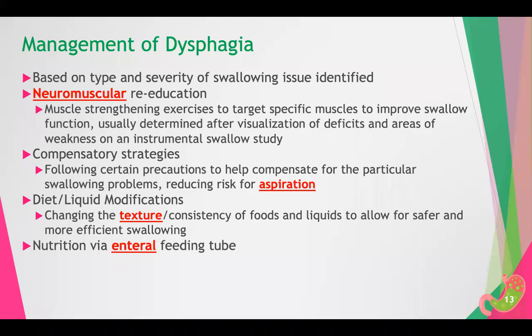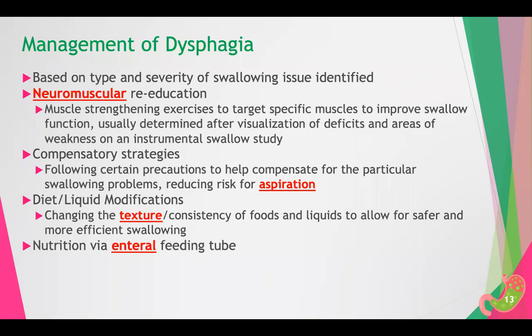So when we talk about managing dysphagia, it's based on the type and severity of swallowing issue identified. It's also going to be based on cognitive function because for some of the therapies that are recommended, individuals do have to be cognitively aware to be able to do some of these things. So with the neuromuscular re-education, this is muscle strengthening exercises that target those specific muscles to help improve swallow function. Normally this is done after they do that fluoroscopic study. And with the neuromuscular re-education, a cognitively disabled person may not be able to do those strength exercises.